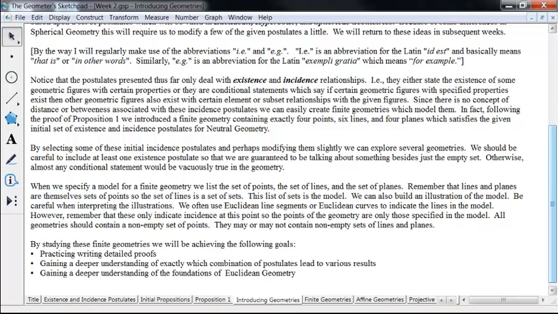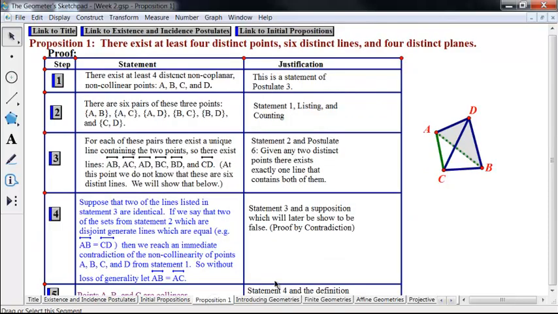But be careful when you're interpreting illustrations. For example, we often use Euclidean line segments or Euclidean curves to indicate lines in the model, but don't necessarily think that these have to be parts of Euclidean lines, or that they're all there. So for example, when we did Proposition 1 and we have our model here, we used a Euclidean line segment to indicate that D and C were on the same line, but it does not mean that these Euclidean points here are actually points of the line. In fact, one model was where D and C were the only points of the line. And in the Euclidean case, of course, that line goes on forever.